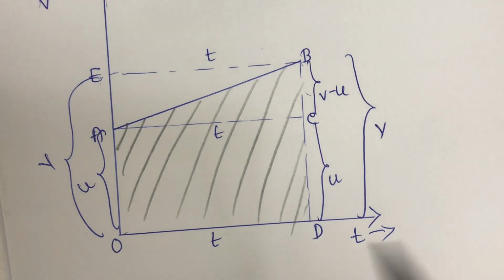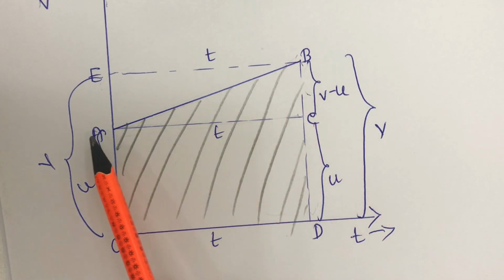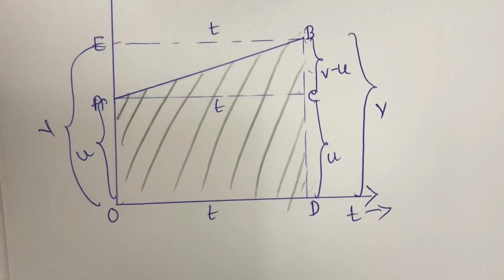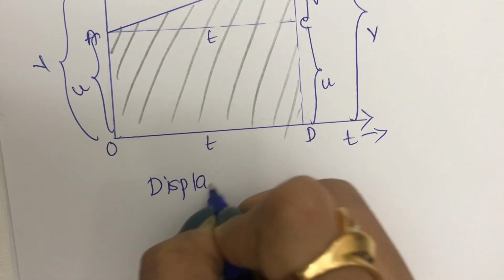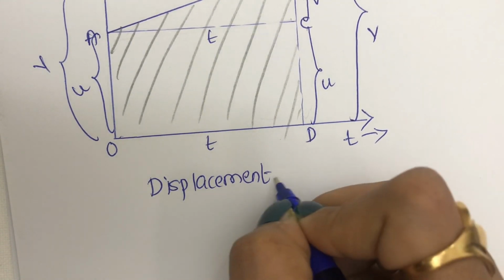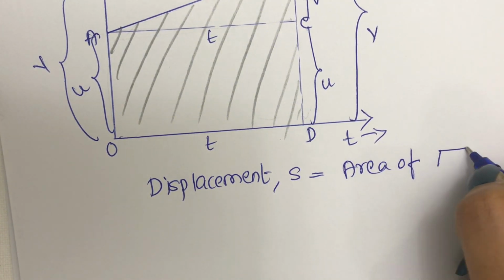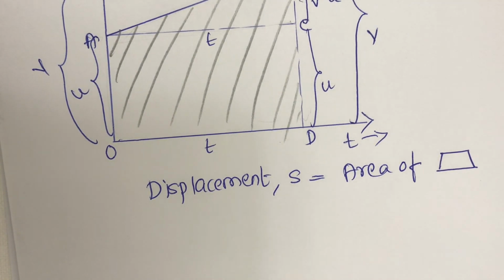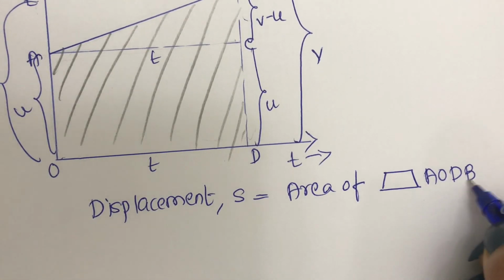So, how did we find the area there? This triangle plus this rectangle, right? So, here we will find the area of this trapezium directly, and then we will get the displacement and then the third equation of motion. So, displacement is what? Displacement s equal to what? Area of trapezium, what is it? AODB, right? So, AODB.